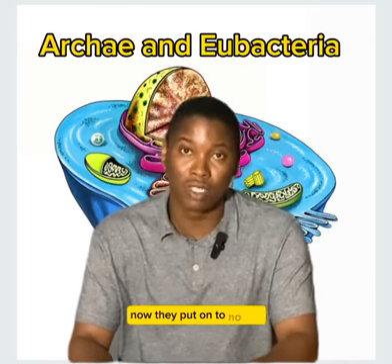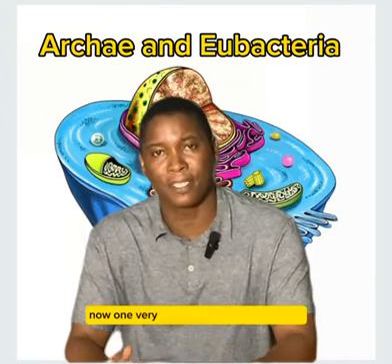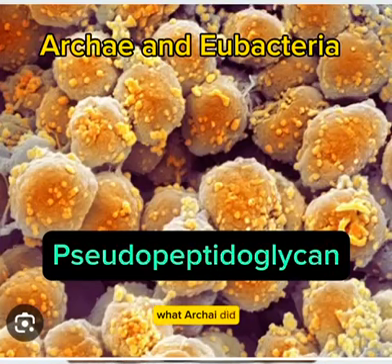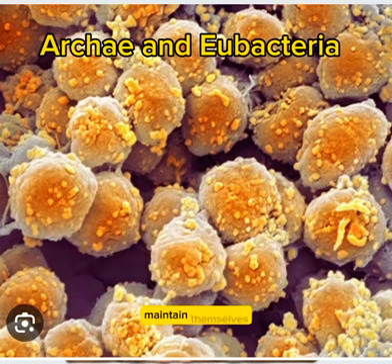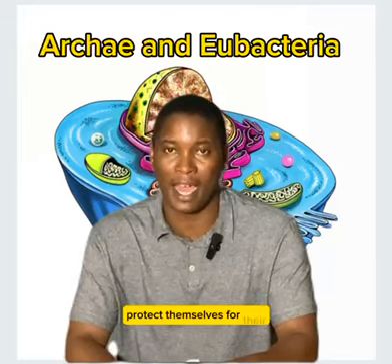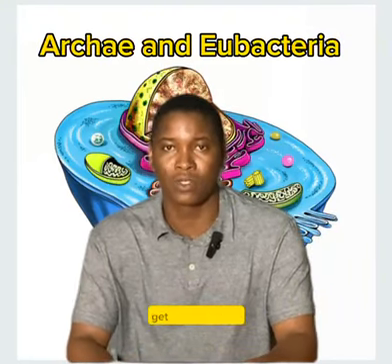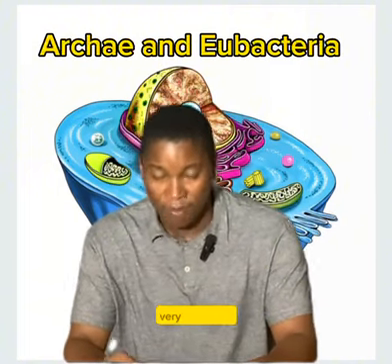Now, it is important to know that archaea do not have a cell wall, and the cell wall is one very important characteristic that bacteria have. What archaea have is what they call pseudopeptidoglycan. It is a structure that helps them control themselves, maintain themselves and protect themselves in their environment. Meanwhile, the bacterial cell has what we call a peptidoglycan cell wall, which is very important.